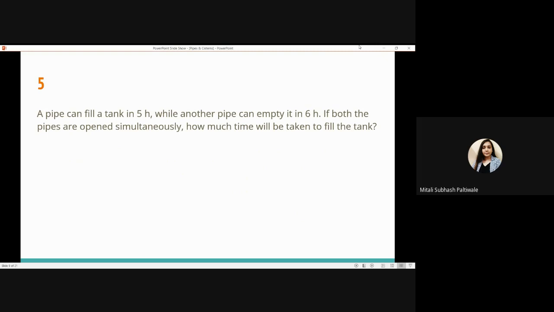So here, let's put the formula. Because we are seeing N is greater than M, so we have to put the last formula, which says MN by N minus M. So here MN, that means 5 into 6 would be 30, by 6 minus 5 would be 1. So here it would be 30 hours simply. What I've just done is put down the values in the formula and find out the answer.